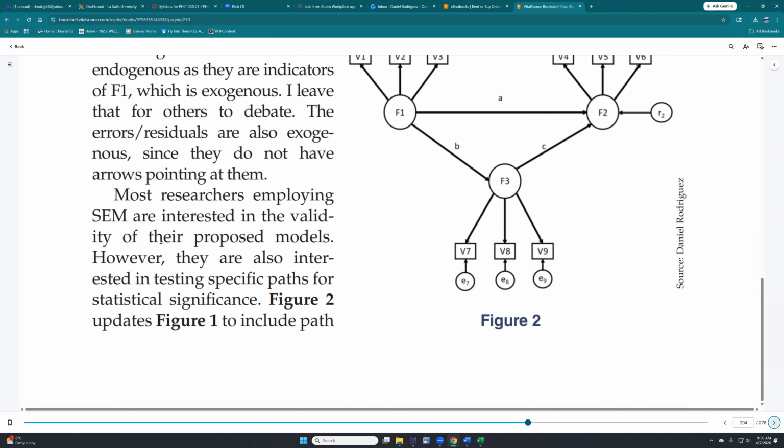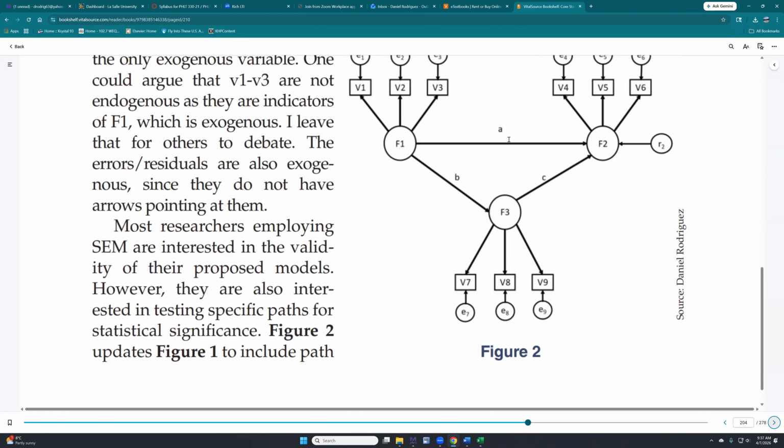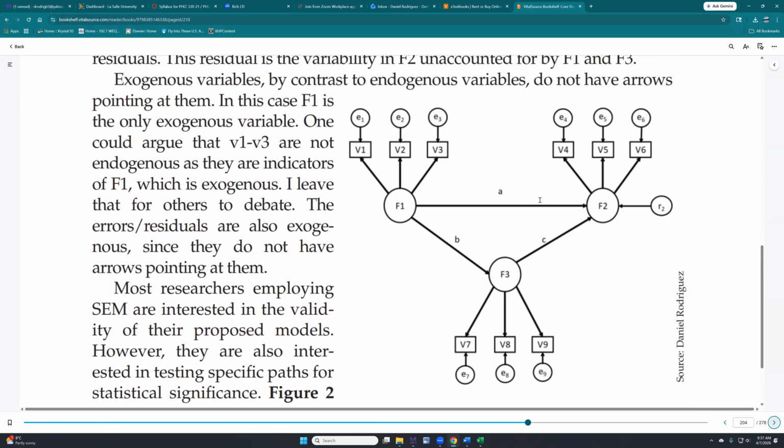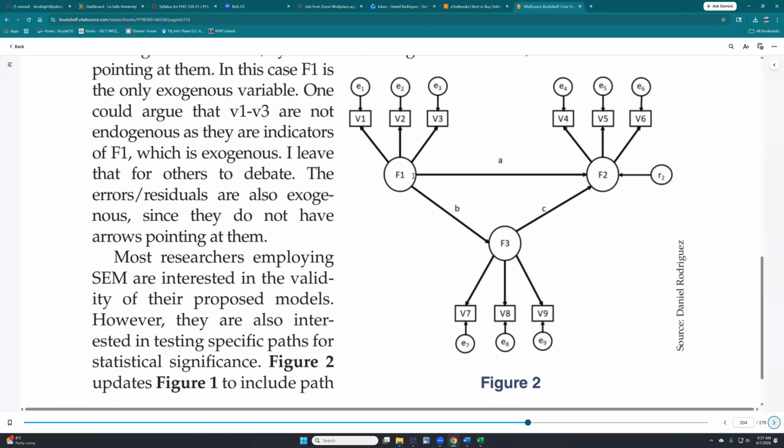Most researchers employing SEM are interested in the validity of their proposed models. However, they are also interested in testing specific paths for statistical significance. Figure 2 updates figure 1 to include pathways. So you can see that there are paths here, like path A, path B, and path C. We can do a lot of things with this. Like I may be interested in which of these pathways is significant.